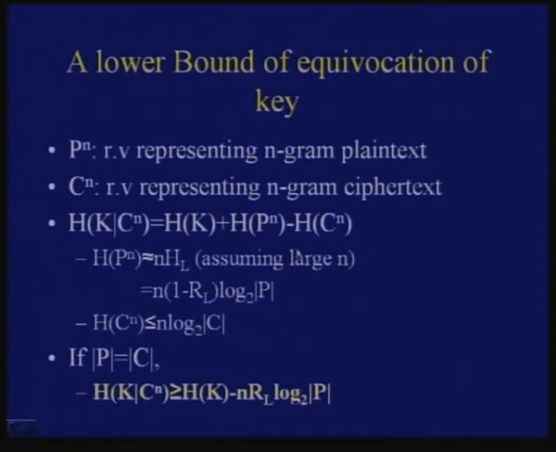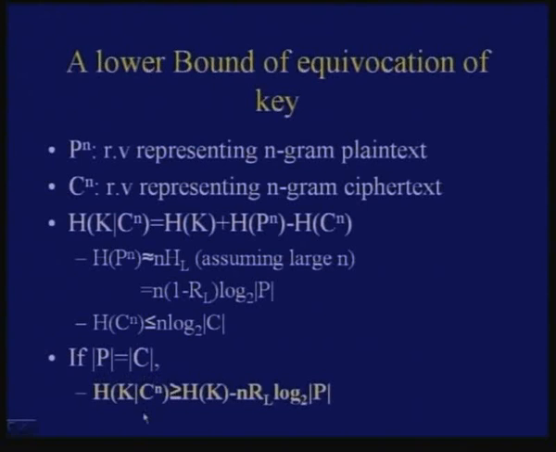So, we have a fair estimate of H(Pn) and H(Cn). If we plug that in, we get H(K given Cn) is greater than or equal to H(K) minus n RL log cardinality of P base 2. Do you see that? If I subtract H(Pn) minus H(Cn), then the terms n log cardinality of P base 2 minus n log cardinality of C base 2 get cancelled if the cardinalities of P and C are the same. If both of them are English letters, for example, then the cardinality of P and cardinality of C are the same value.